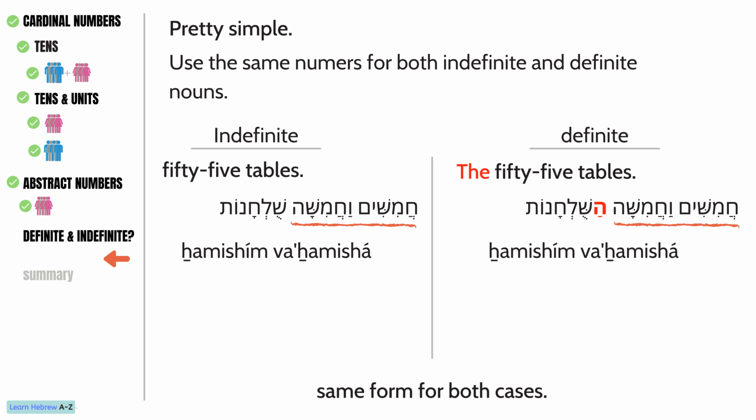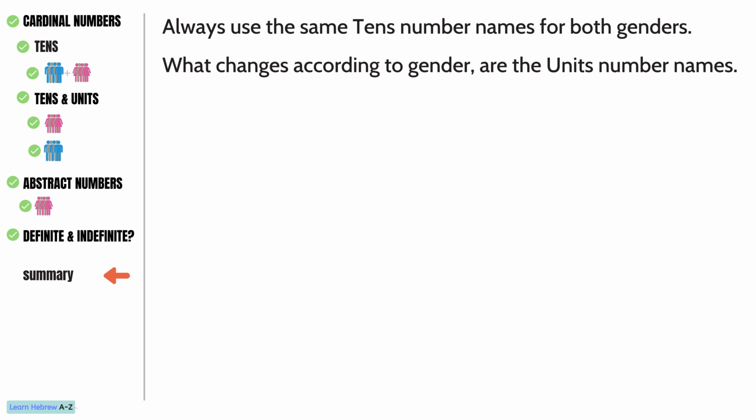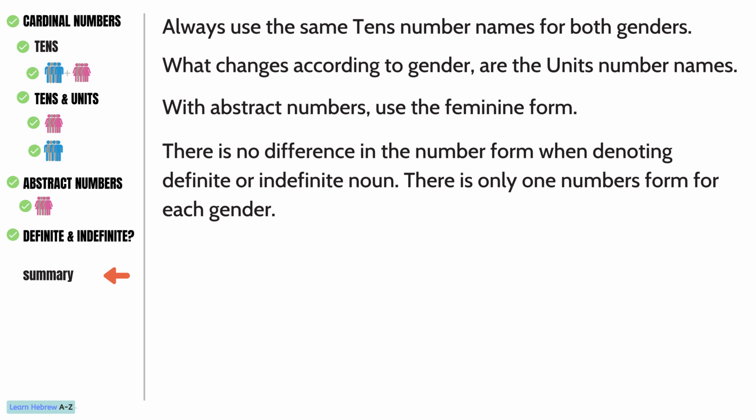Okay, so to summarize all that we have learned today, always use the same tens number names for all cases. What changes according to gender are the units' number names. With abstract numbers, use the feminine form. There is no difference in the number form when denoting definite or indefinite nouns. There is only one number form for each gender.